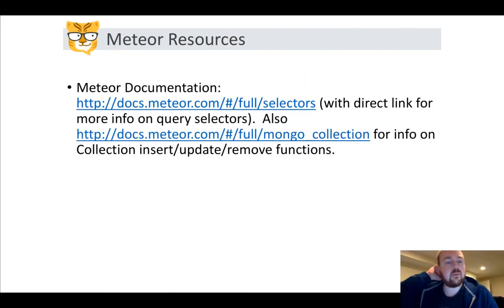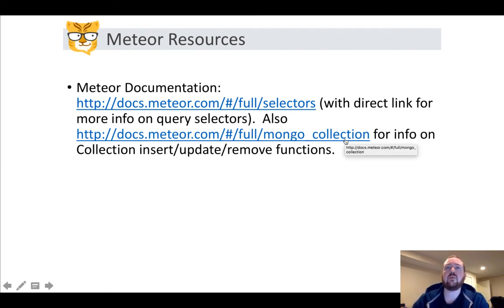There's a few other resources I wanted to link to. These first two, I linked to specific sections of the Meteor documentation because these are sections that will be useful for the project assignment we're about to go over. The first one I linked to is the selectors, which is how you query MongoDB. The second one is the Mongo collection section, which is how you use the create, read, update, delete functions. They're named slightly different in Meteor. I think it's insert, update, remove is the three that you go over, but you may need some of this during the project assignment.